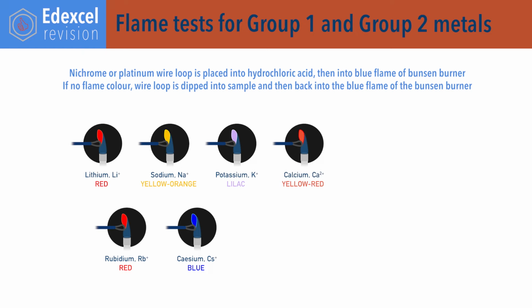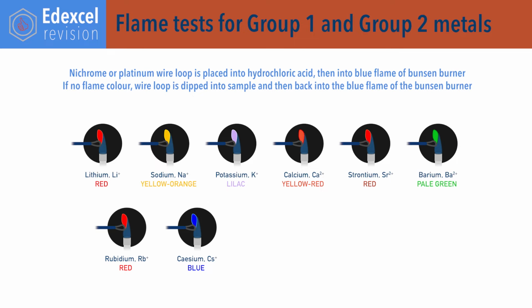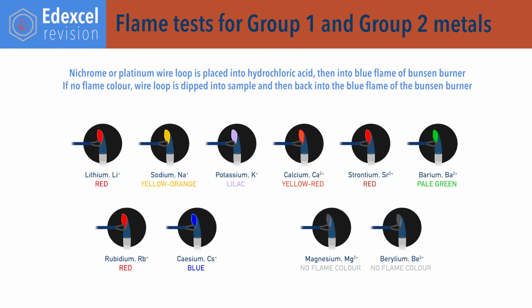Calcium Ca2+ ions give a yellow-red flame. Strontium Sr2+ ions give a red flame. Barium Ba2+ ions give a pale green flame. Magnesium and beryllium produce no flame color.